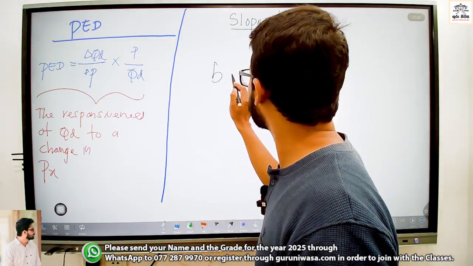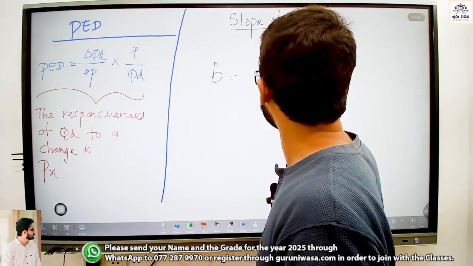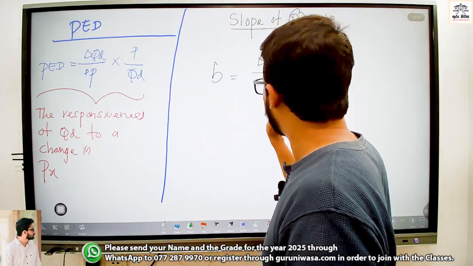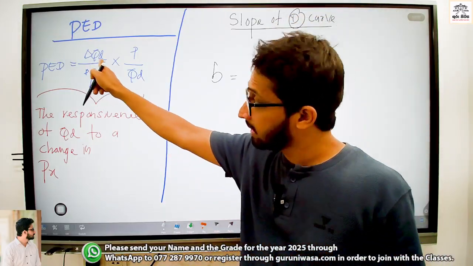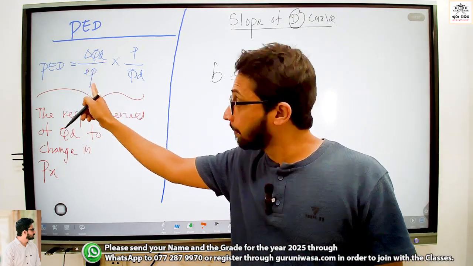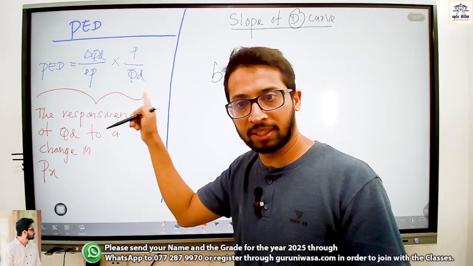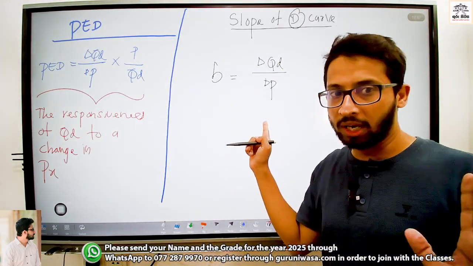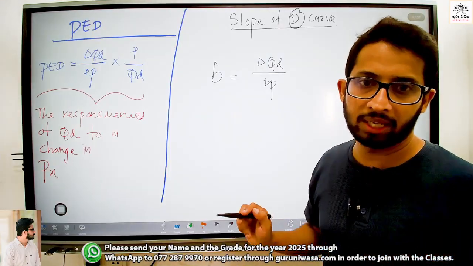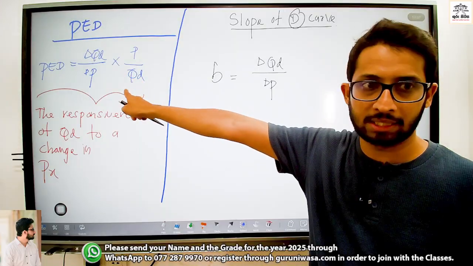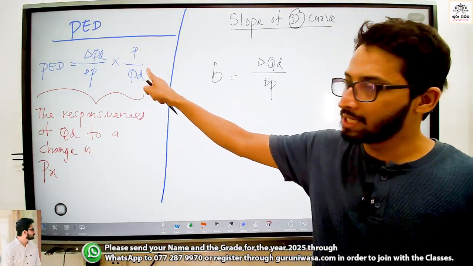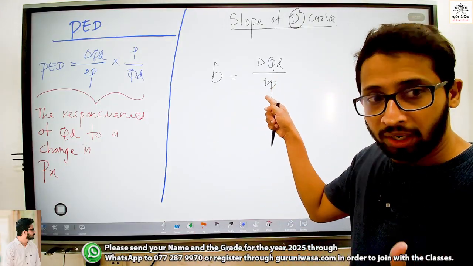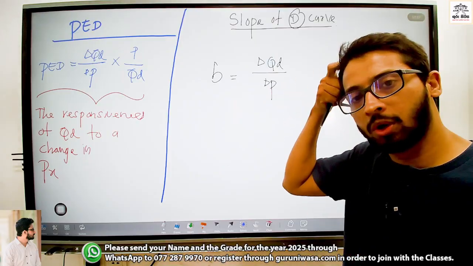B equals the slope of the demand curve, equals delta QD over delta P. For elasticity, it is delta QD over delta P into P over QD. Here, what is it? B equals only delta QD over delta P, no second part. For elasticity there are two parts: the slope plus price and quantity demanded at a particular point. For slope, only one part, delta QD over delta P.